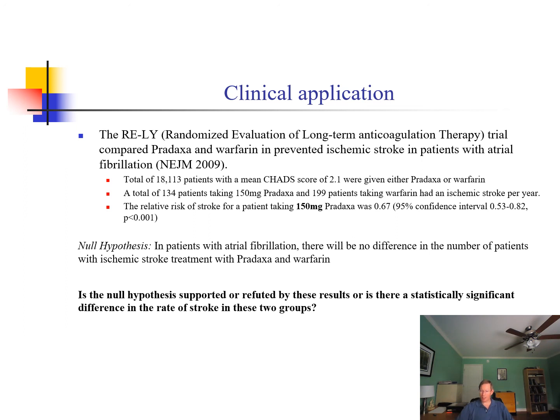And the study authors said, okay, the 95 percent confidence interval for this was 0.53 to 0.82, with a p-value of less than 0.001. So if my null hypothesis was that there is no difference in the number of ischemic strokes with patients taking Pradaxa and warfarin, is this null hypothesis supported or refuted by this?